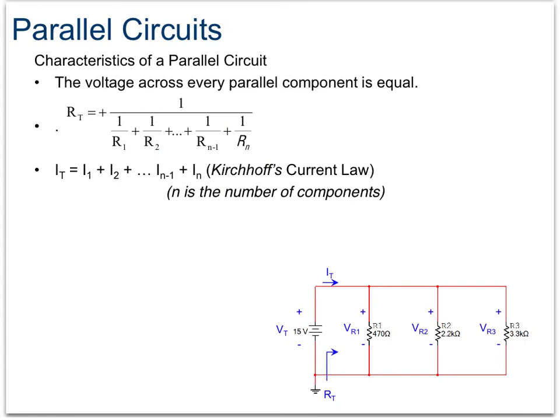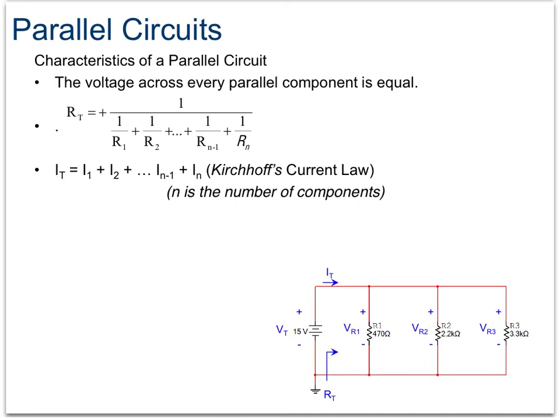Facts about parallel circuits. Compare these to the facts of a series circuit. Fact 1, the voltage across every parallel component is equal. So if this is 15 volts, this is 15 volts, this is 15 volts, this is 15 volts. They're all 15 volts. In a series circuit, if you added up the voltage of each component, those would sum to be the total. But here in a parallel circuit, whatever the total volts are, that's what it is for each component.